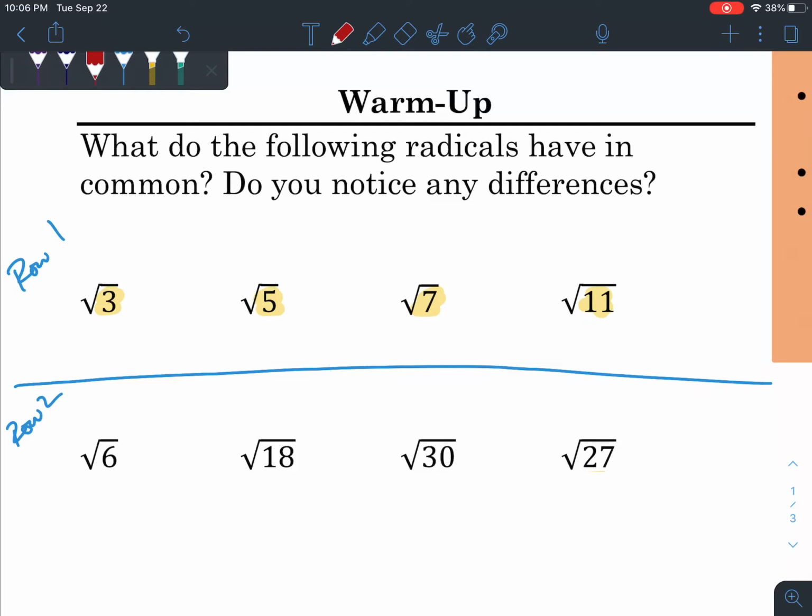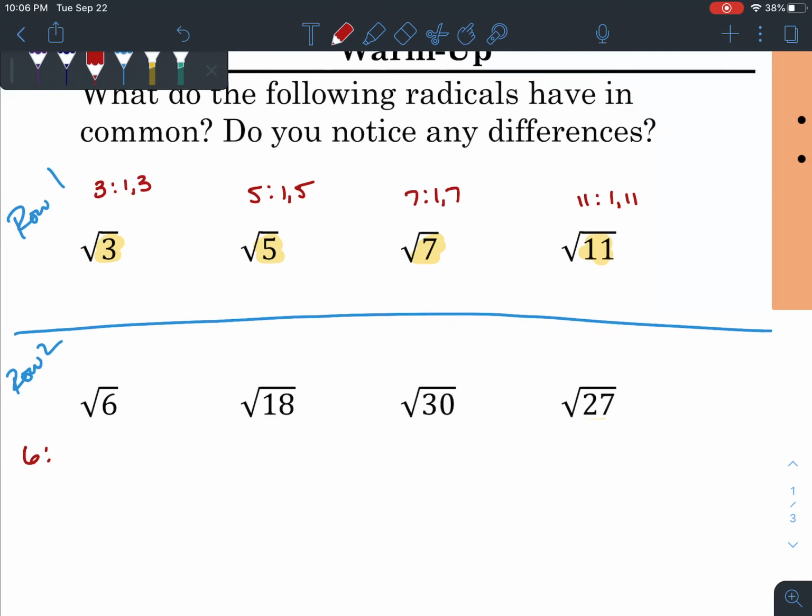Prime numbers are numbers that only have factors of 1 and itself. So 3 can only have the factors of 1 and 3. 5 only has the factors of 1 and 5. 7 only has the factors of 1 and 7. 11 has the factors of only 1 and 11. The other ones, however, all have multiple factors and they are not prime.